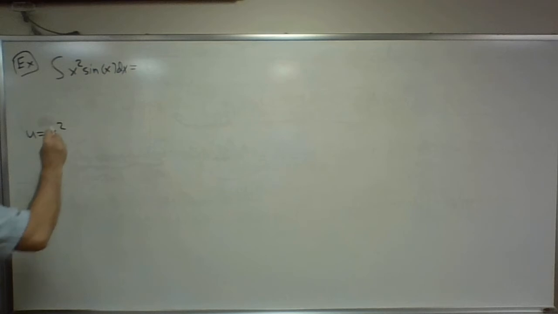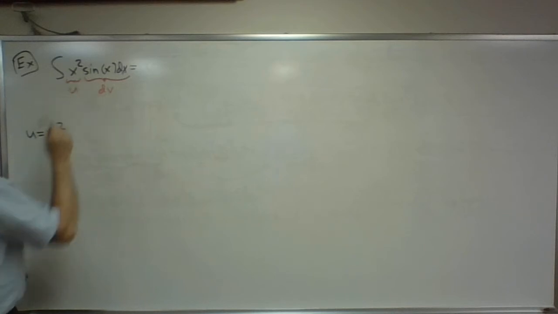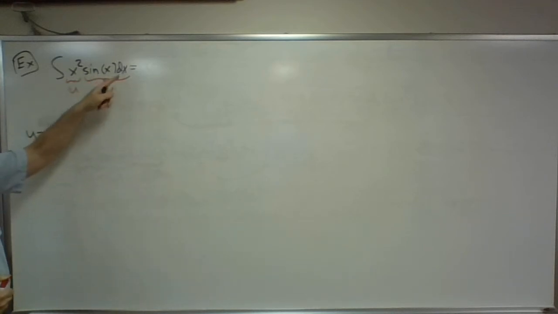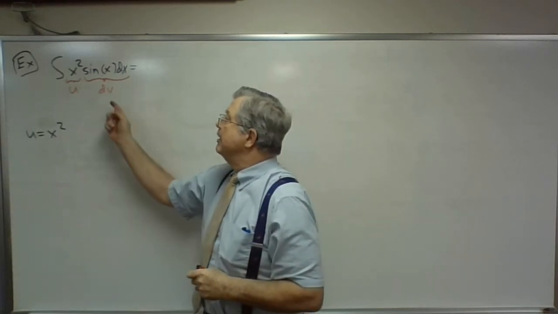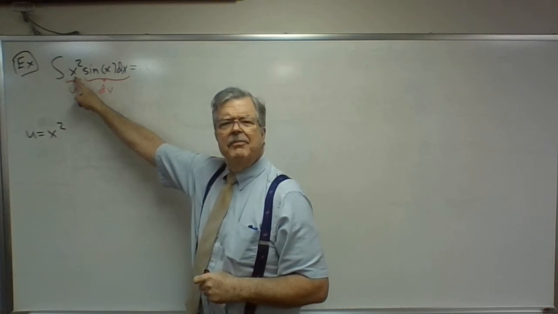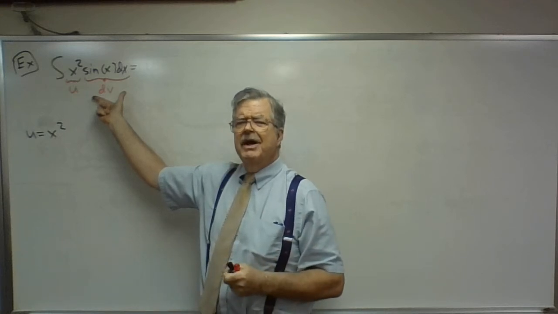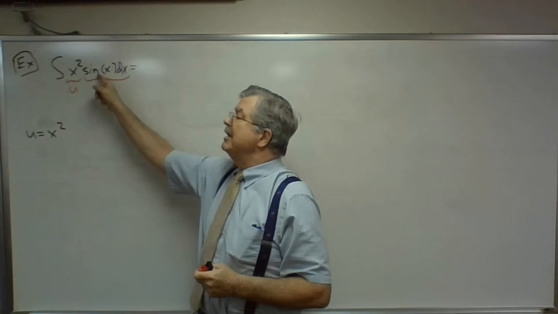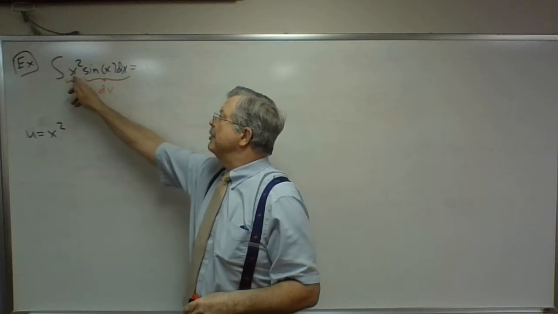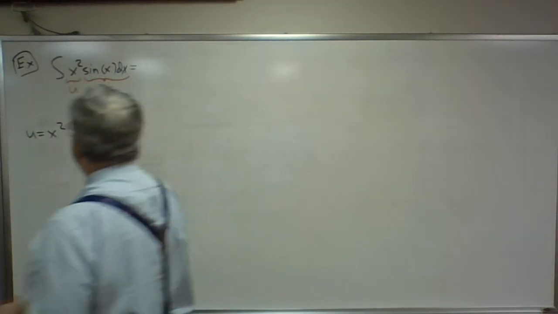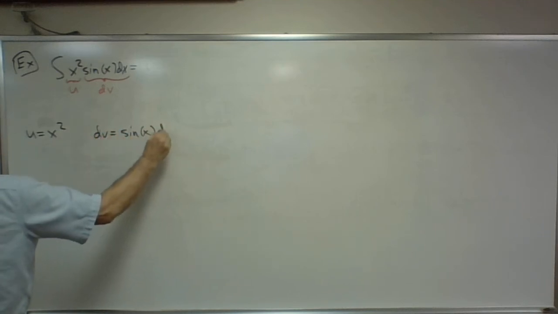Sine of x dx, we know how to integrate that. And we'd say that sine of x dx is the most complicated portion of the integral that we know how to integrate. Well, let's see, we know how to integrate x squared, don't we? But sine of x dx is the most complicated portion of the integral that we know how to integrate. We say that because sine of x is a transcendental function. It's more complicated than a monomial x squared. So we'll have dv equals sine of x dx.